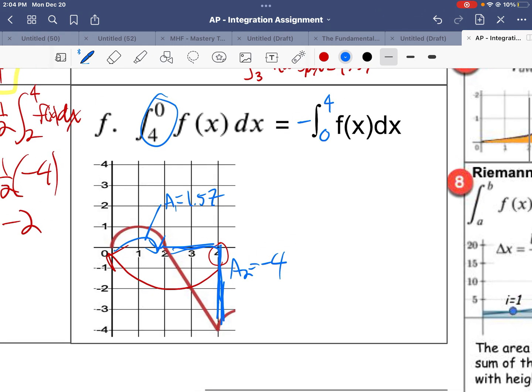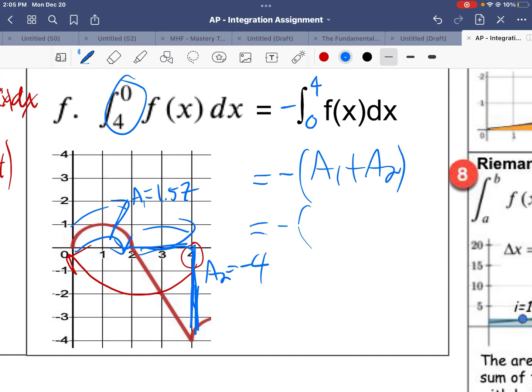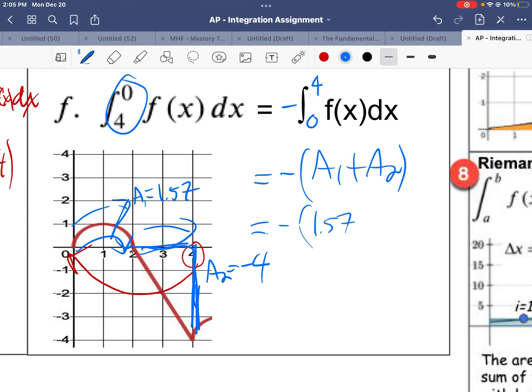Okay, so what is that going to work out to then? And I always want to write my integrals, by the way, with the lower number on the bottom and the higher number on top. And the way that I do that is I make this negative outside. Okay, so it's A1 and A2. As long as A1 is written left to right and A2 is written left to right, it's going to be the negative of A1 plus A2, which is going to be the negative of positive 1.57 plus -4. That's A2.